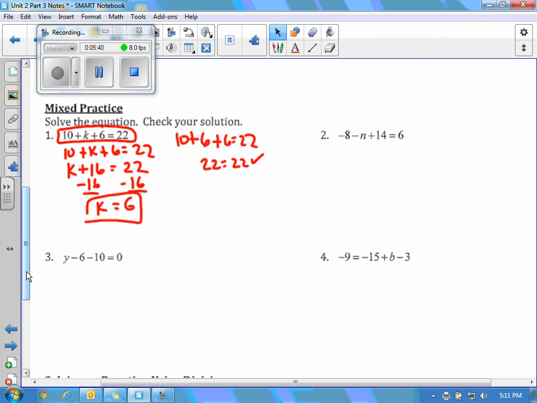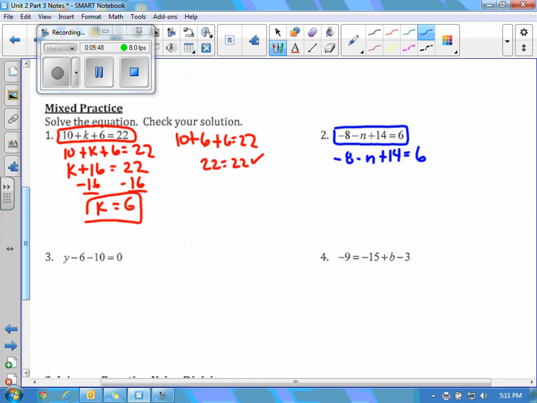Looking at the next one, I'm going to start by boxing and rewriting. So I have negative 8 minus n plus 14 equals 6. I want to combine like terms on the left side because that's where my variable is. So I have negative n. Negative 8 plus 14 is positive 6 equals 6. I have addition on the side with my variable, so I want to subtract on both sides. So I end up with negative n equals 0.